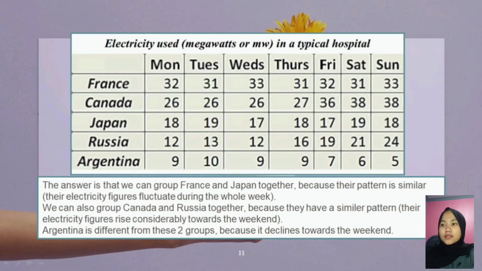The answer is that we can group France and Japan together because their pattern is similar. Their electricity figures fluctuate during the whole week. We can also group Canada and Russia together because they have a similar pattern. Their electricity figures rise considerably toward the weekend. Argentina is different from these two groups because it declines toward the weekend.